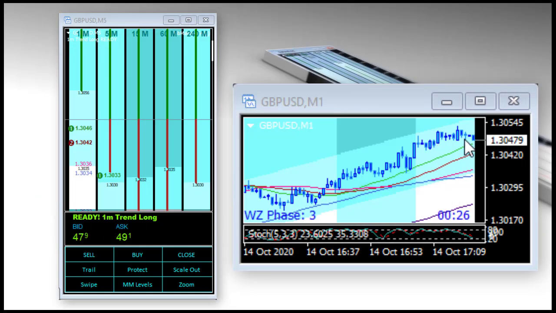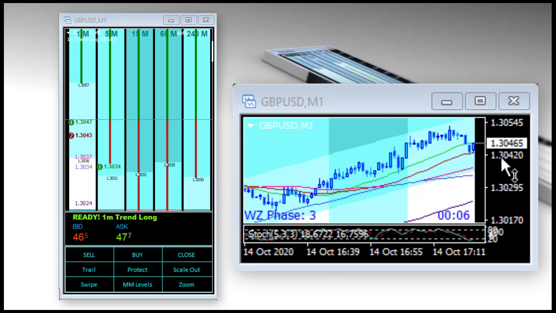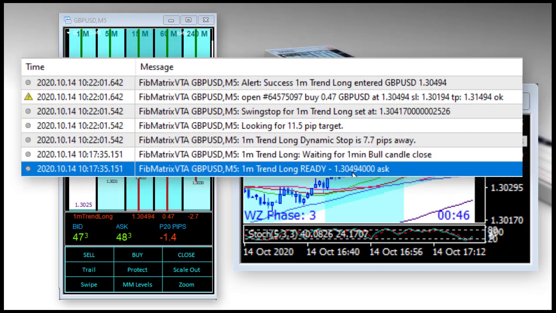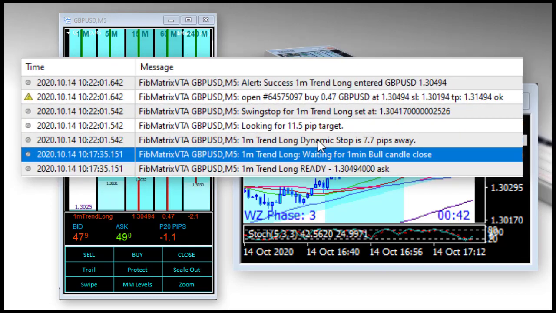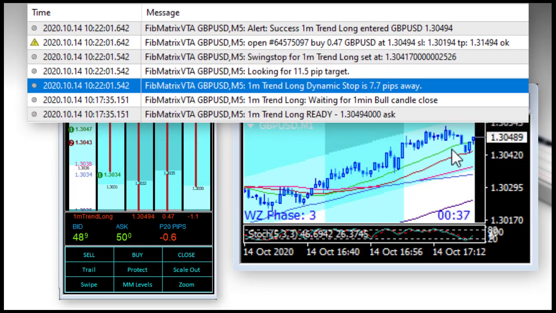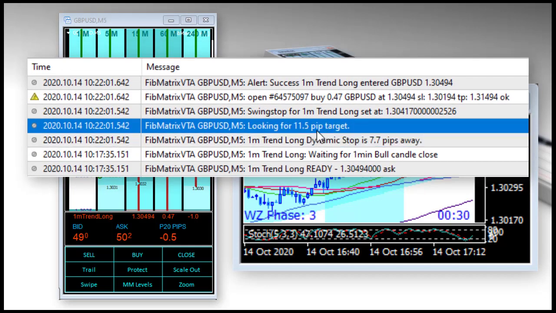See what happens? We're still waiting for a dynamic 1 minute candle. It looks like cable itself is strong. Pound is strong. All the pound pairs, I think, are the strongest on the board. There we go. Now let's take a look at what the VTA just did. We were ready at 30.49. Alright, we were waiting for the bull candle. Now we entered. The dynamic stop is only 7.7 pips away. So that's where the 10 candle low is, right here. That's the stop. So it's going to be looking for an 11.5 pip target, and it will exit once it achieves that. So we got the swing stop set according to our 1.5 risk reward.